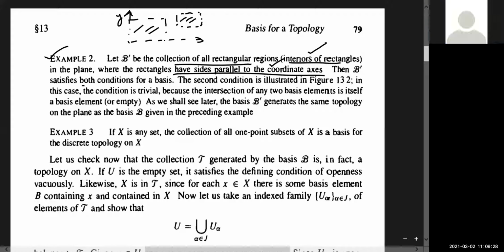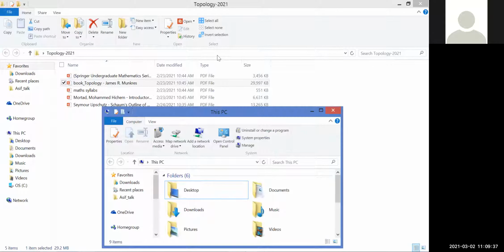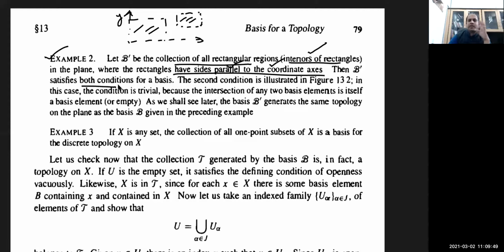Okay, just a moment. Is this book visible to everyone? Yes, example 2, page 79. Yes sir. Okay.